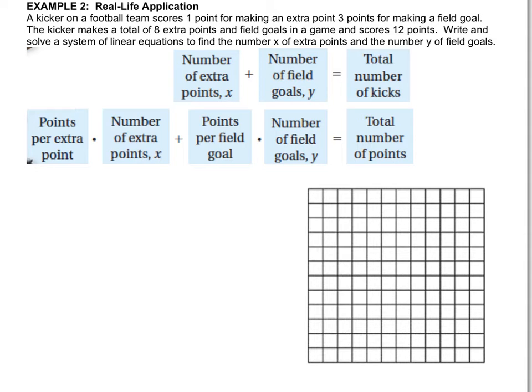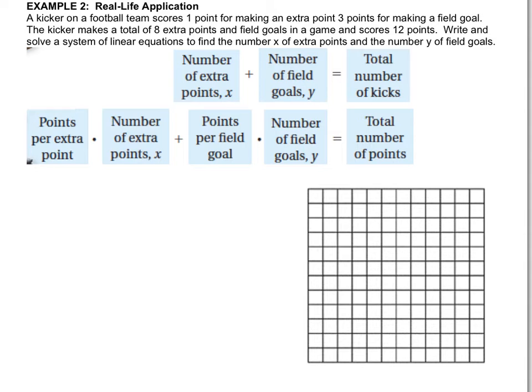So here's an example. We have a kicker on a football team that scores 1 point for making the extra point kick, 3 points for making a field goal. The kicker makes a total of 8 extra points and field goals in a game and scores 12 points. Write and solve a system of linear equations.